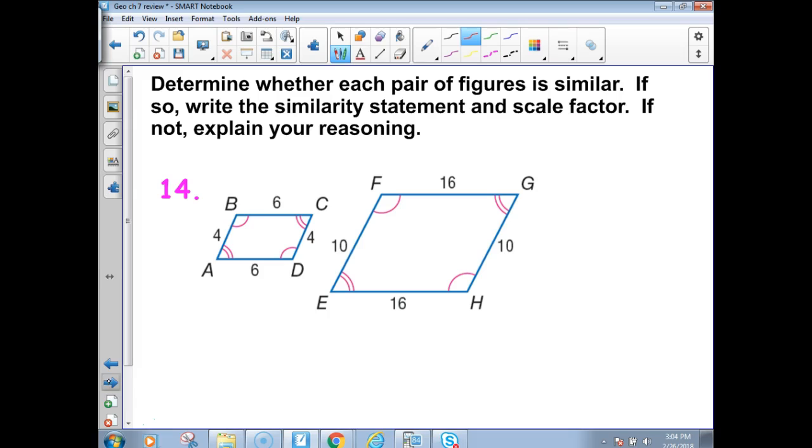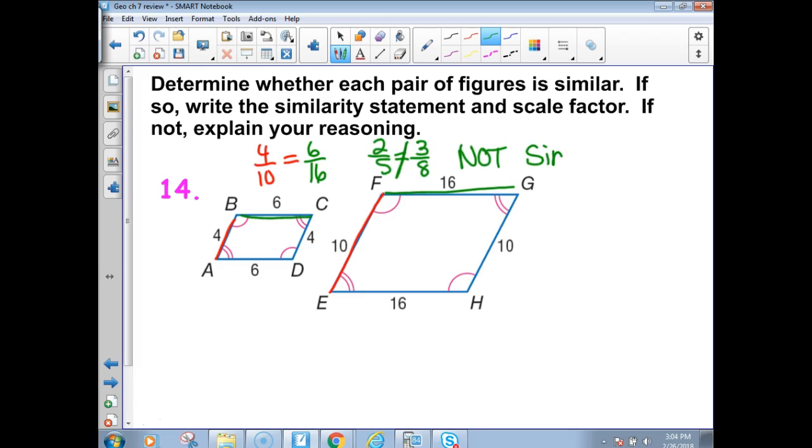All right, determine whether each pair of figures is similar. In order to tell if a pair of figures is similar, you must check if the sides are in the same ratio. So we need to check and see if 4 over 10 equals 6 over 16, which you would just keep getting more of those if you kept going around. So all we really need to know is, are these sides in the same ratio. So when you reduce this, that's 2/5. If you reduce the right side, you get 3/8. Those aren't equal. So that means these are not similar because sides are not proportional.